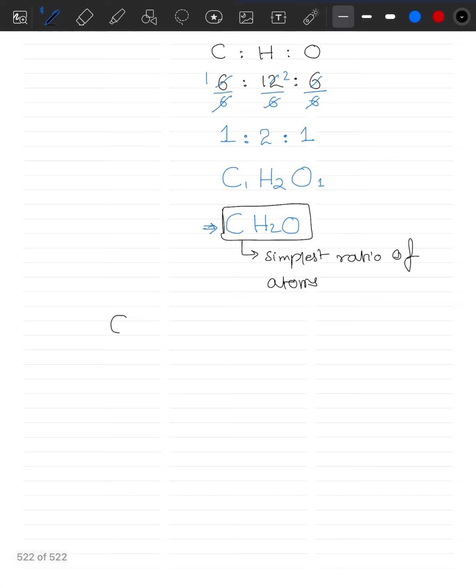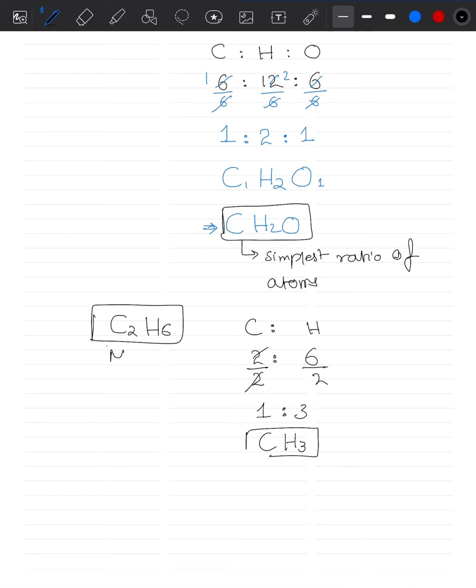Let's say the formula is C2H6. So now we have carbon and hydrogen. If we write it in ratio form, we have 2 carbon and 6 hydrogen. Now if we convert it into the simplest ratio, we divide by 2. So now we get 1:3. So the empirical formula is CH3. This is the molecular formula, which we can write as MF, and this is the empirical formula, EF in short form.